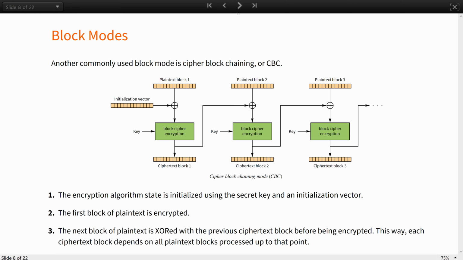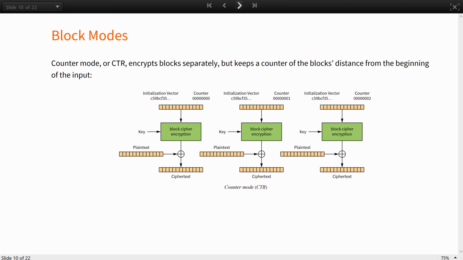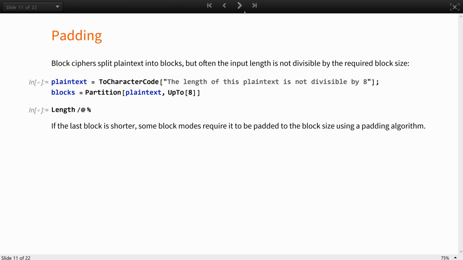The decryption works in a very similar way. The output feedback mode, or OFB, instead first encrypts the initialization vector and then XORs the plaintext blocks directly with the ciphertext after the encryption of each block. Counter mode, or CTR, encrypts blocks separately but keeps a counter of the block's distance from the beginning of the input with each block encrypted. Different designs of block modes carry different processing speed and security properties useful in different applications.